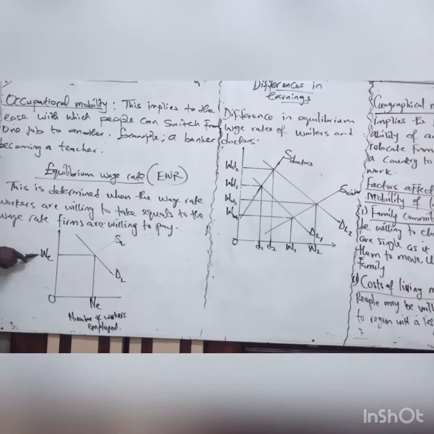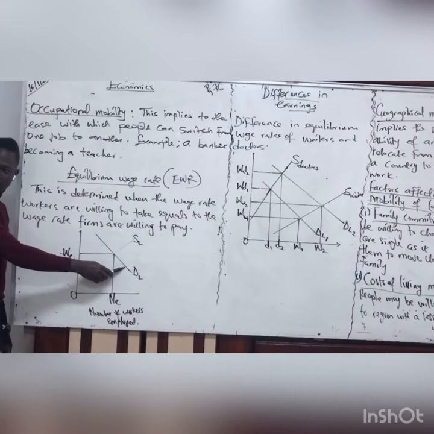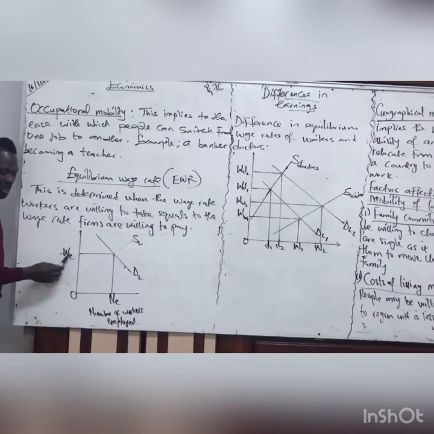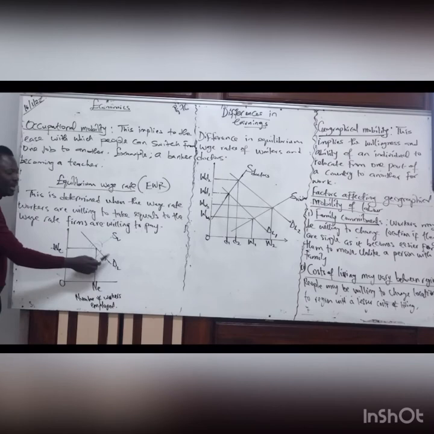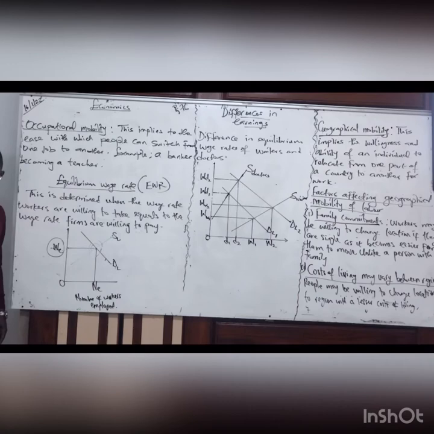So, because we have agreed as an employer to pay this wage rate, and the workers are available at the same wage rate, then there's equilibrium. That's how we said it is what? An agreement between the demand for labor and the supply of labor based on the wage that has to be paid to workers. I think that's clear. Then we go to differences in earnings.